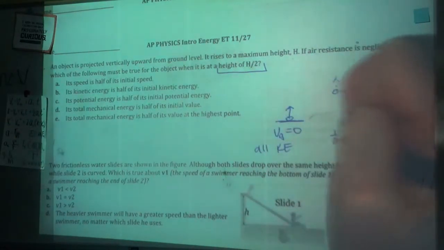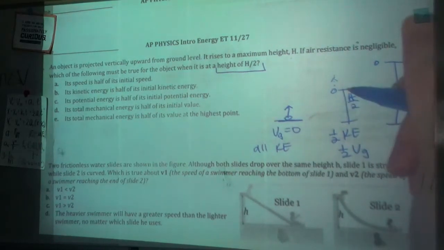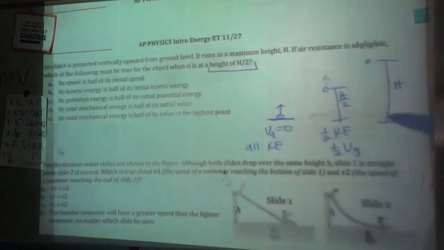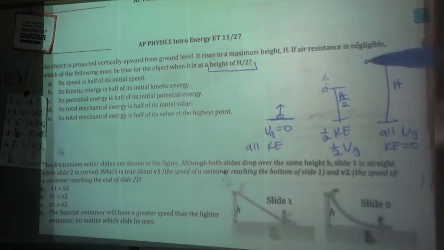Here, it would be half kinetic energy and half potential energy because it's halfway. Half the height would be half the potential, and then it still has to total the same. And then up here, it would be all potential energy, and KE would be 0 because it's not moving anymore. Velocity would be 0 at the top. It's at the maximum height, all potential.